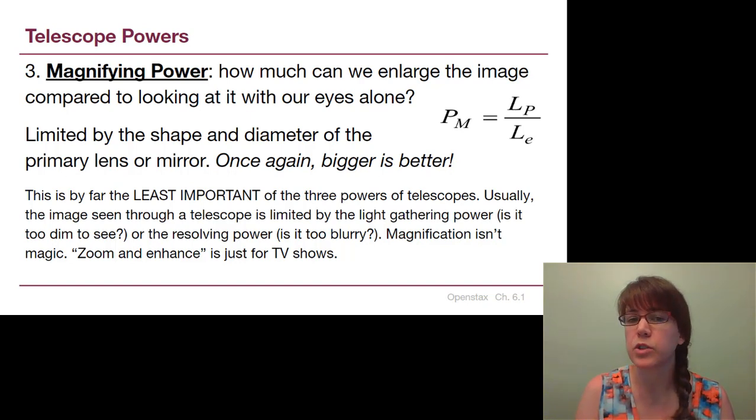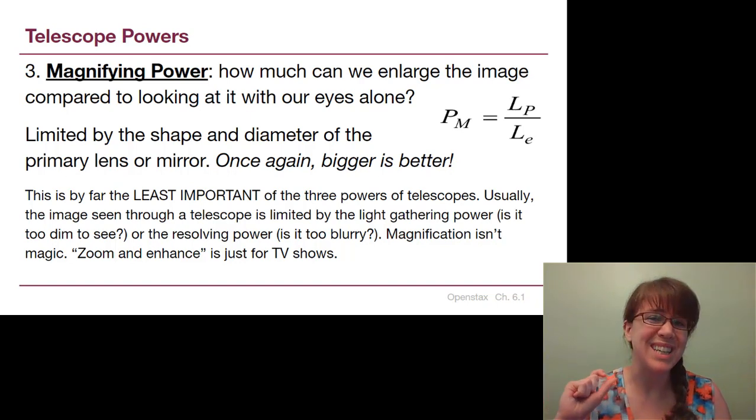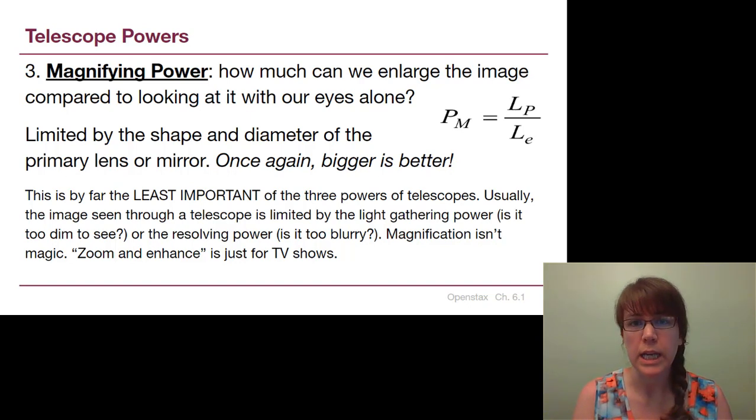It's still useful. This equation here, we're not going to ever see again, but the magnifying power, P with a little subscript M, is based on the focal length of your primary compared to the focal length of your eyepiece. So you can zoom in on an image, but the key thing, the reason why this is the least important, is because if you zoom in on a blurry image, it will stay blurry. Or if you zoom in on an image that can't see faint things, you can't all of a sudden see those faint things if they weren't in the original image. The idea of zoom and enhance on TV shows is purely fiction. If you have a blurry image, zooming in on it will not make it all of a sudden a better image.